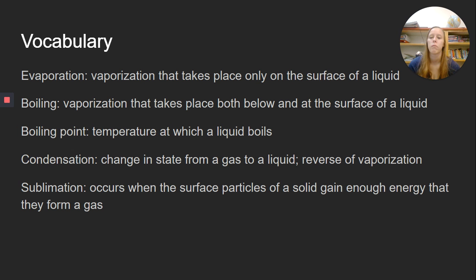Boiling point is temperature at which a liquid boils. Condensation is change in state from a gas to a liquid, the reverse of vaporization. Sublimation occurs when the surface particles of a solid gain enough energy that they form a gas.